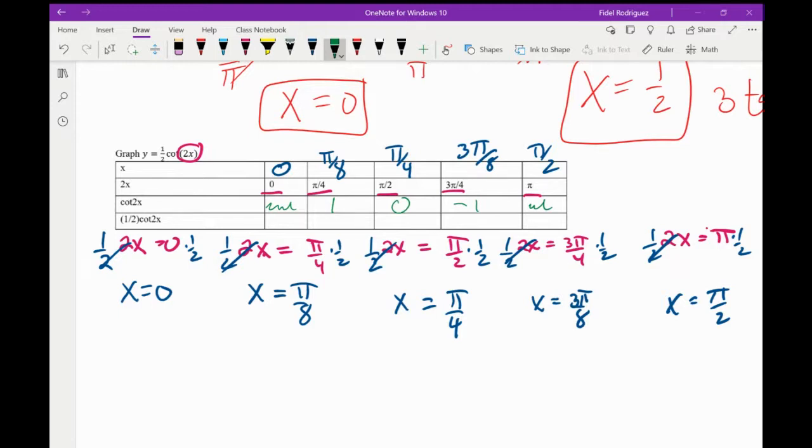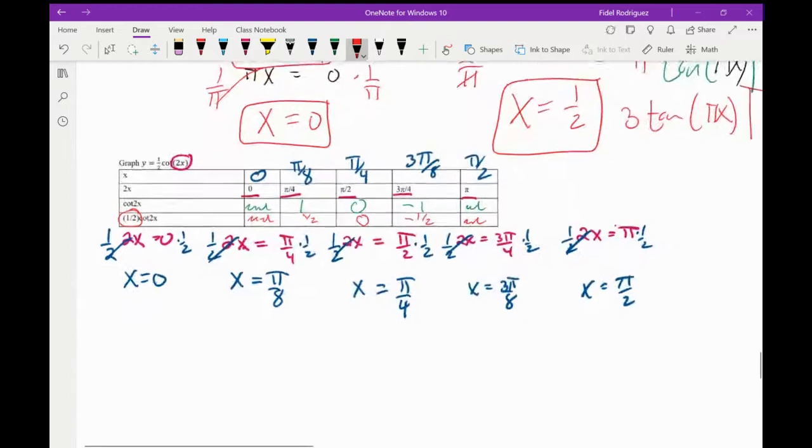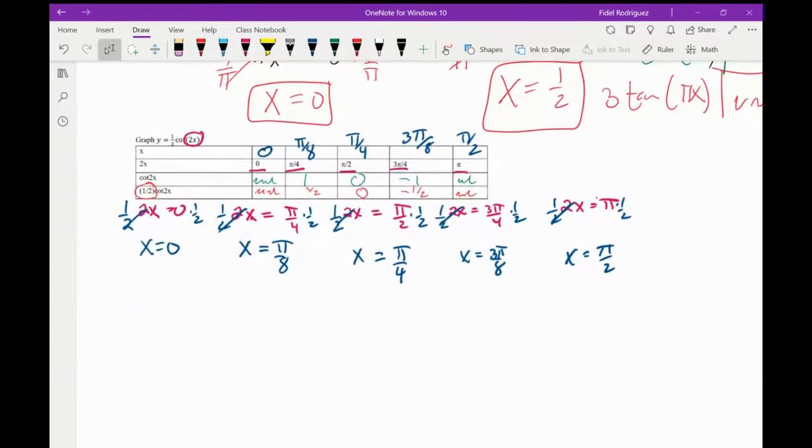Now that we have that, what number do we have in front? 1/2, right? So what's half of undefined? Well, it's still undefined, right? What's half of 1? 1/2, right? Half of 0? Still 0. Half of -1? -1/2. And half of undefined is still undefined, right?